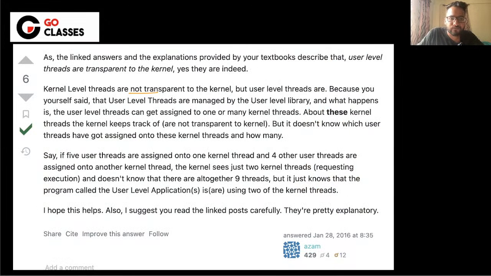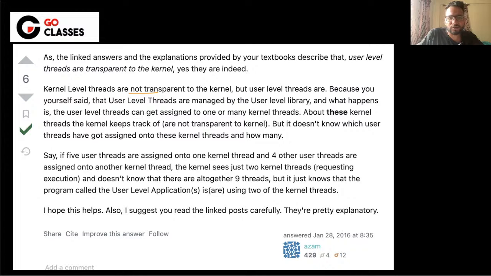Similarly, suppose there are some other user level threads. Let me call them U1 to U4, and they are mapped to another kernel level thread, K2. Now what they are saying is that the kernel sees these two kernel threads. So for the kernel, there are only two kernel threads requesting execution, and it does not know that there are altogether 9 threads. It just knows that the user level application is using two kernel threads. It does not know that in total there are 9 user threads.